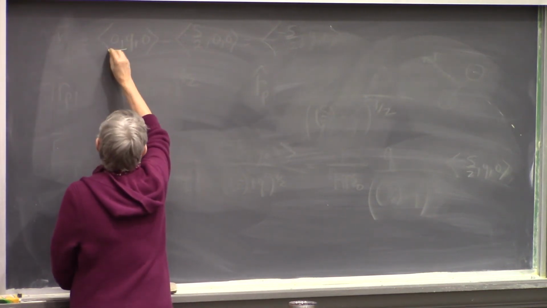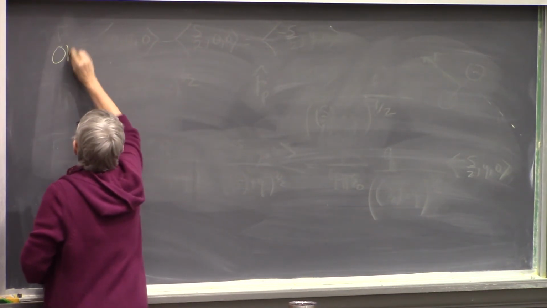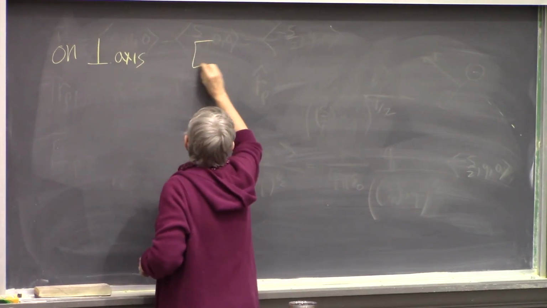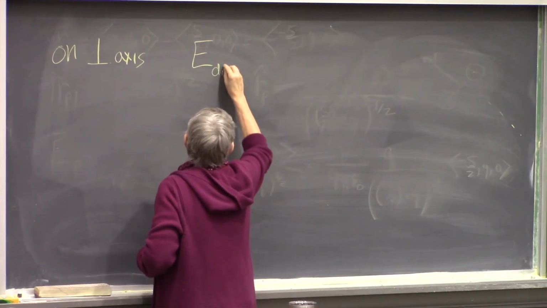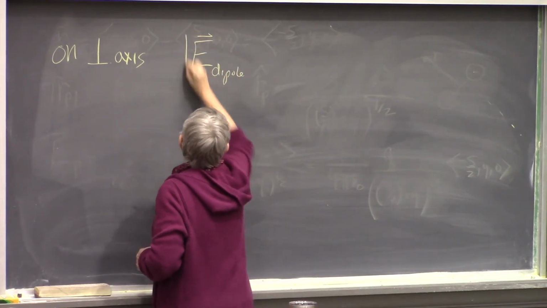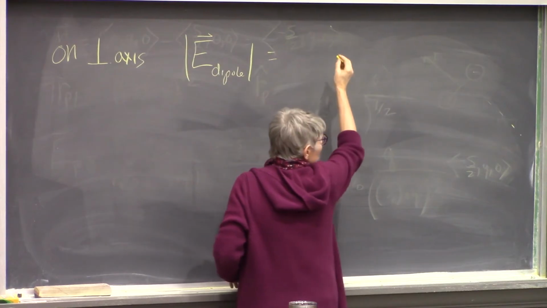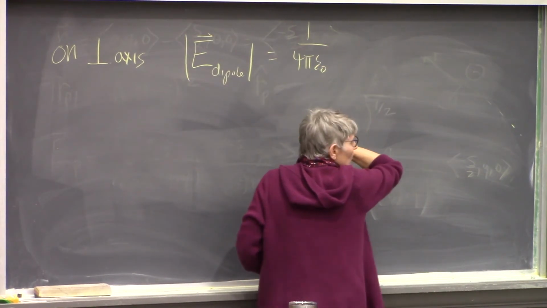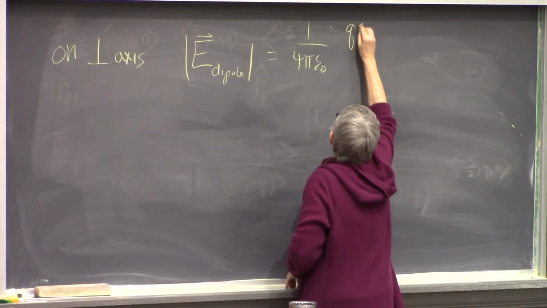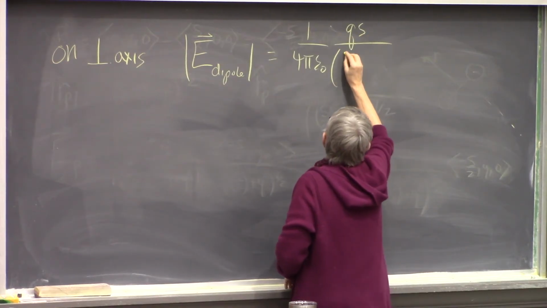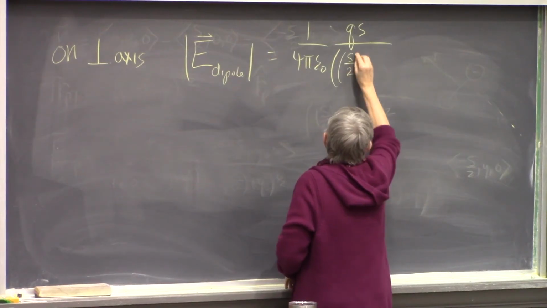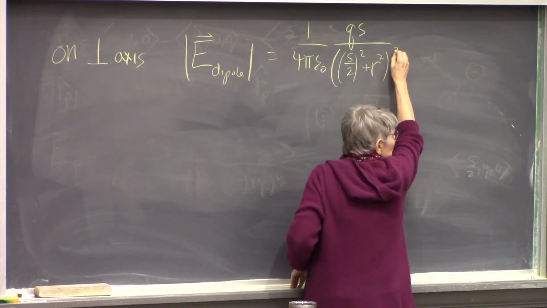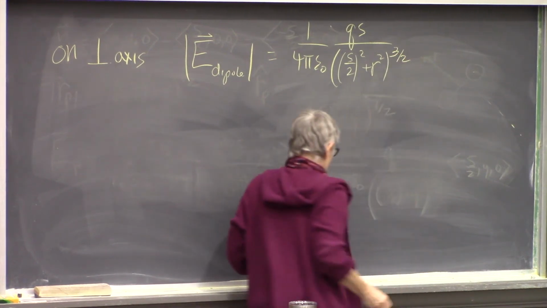So we have, on the perpendicular axis, the field is equal to 1 over 4 pi epsilon 0 times qs over the square root of (s over 2 squared plus r squared) to the 3 halves.